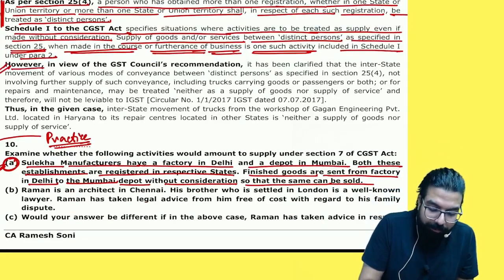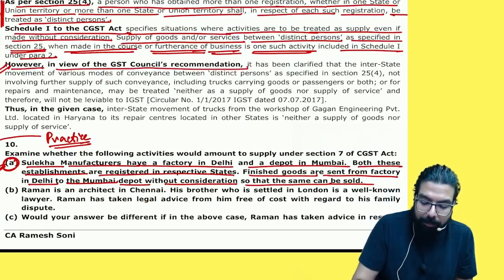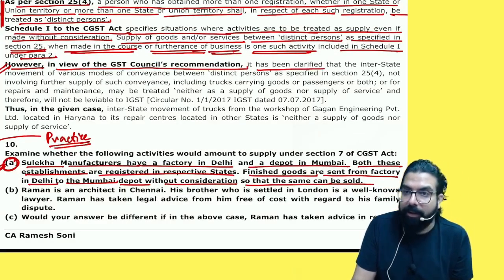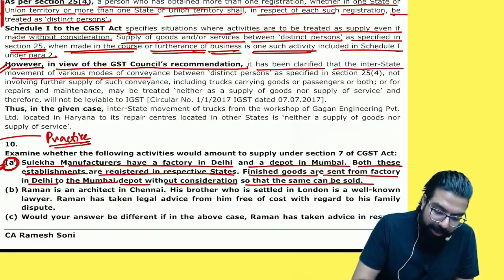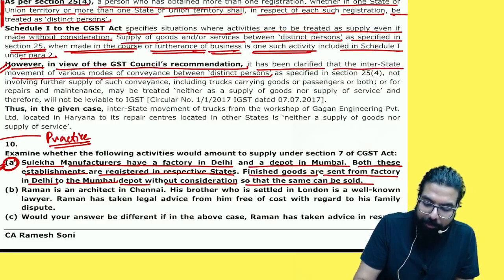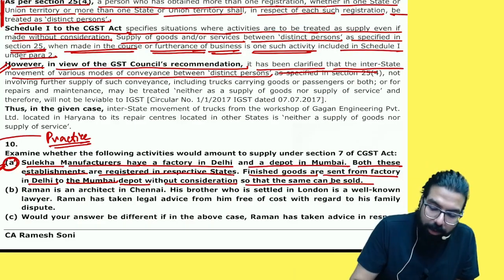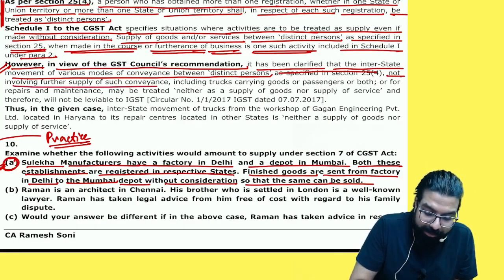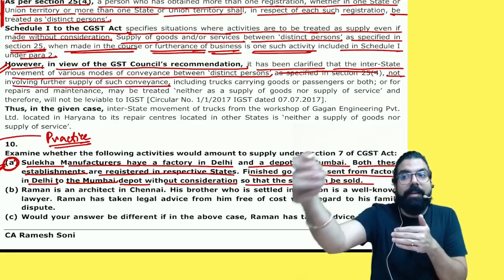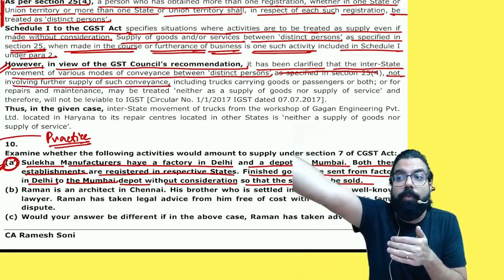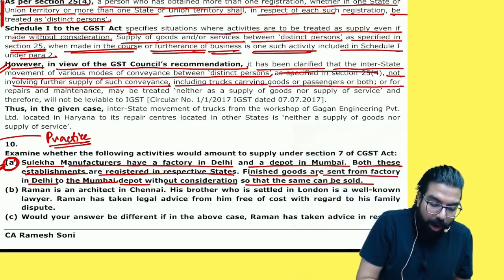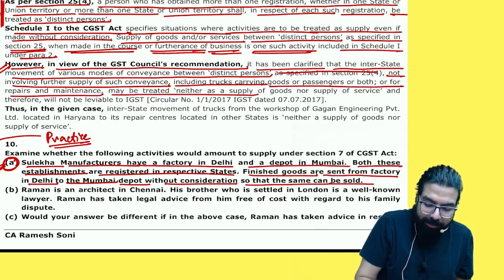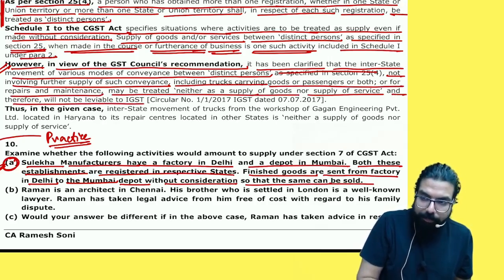However, in view of the GST Council recommendation, it is clarified, and a clarification has been issued, that interstate movement of various modes of conveyance between distinct persons, not involving further supply, including trucks carrying goods and passengers or sent for repair and maintenance, will be neither supply of goods nor supply of service, and hence there will be no GST.